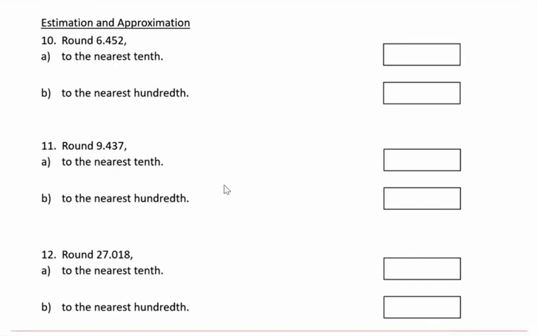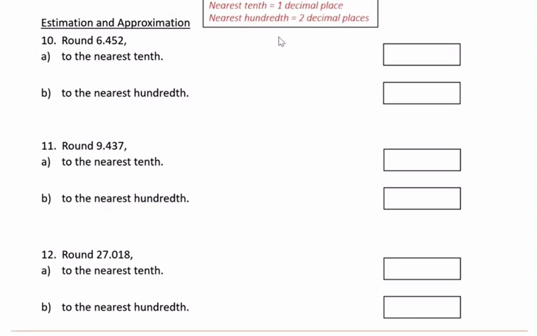Estimation and approximation. So this is rounding off. By now, teacher will have told you that to the nearest 10th means to 1 decimal place. Nearest 100th is to 2 decimal places. So for this, I'm going to use 6.452. I'm going to round off to the nearest 10th.